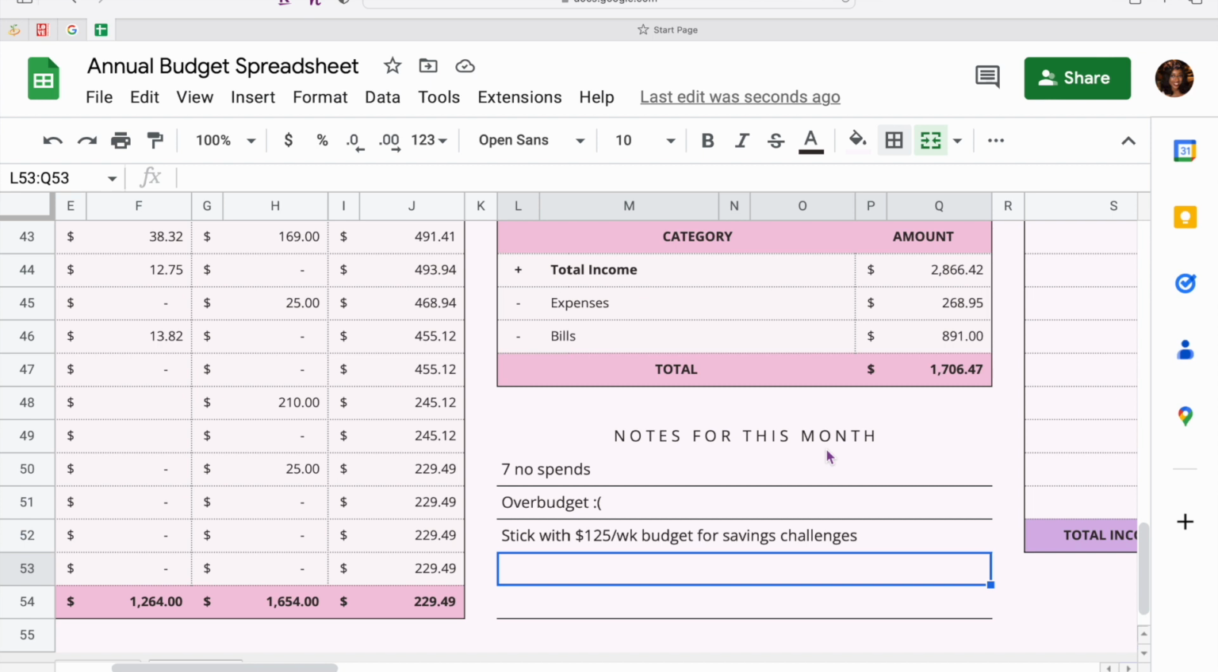All right, so I have a few notes for this month. So I did have 7 no spend days, which is good, but I was hoping to have more. I did go over budget, which is not good. And then the last thing is I just need to stick with that $125 a week budget for my savings challenges.